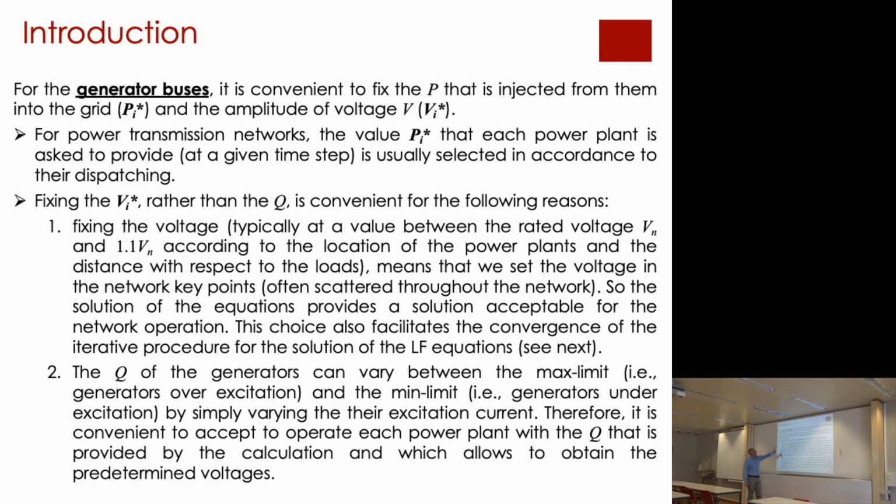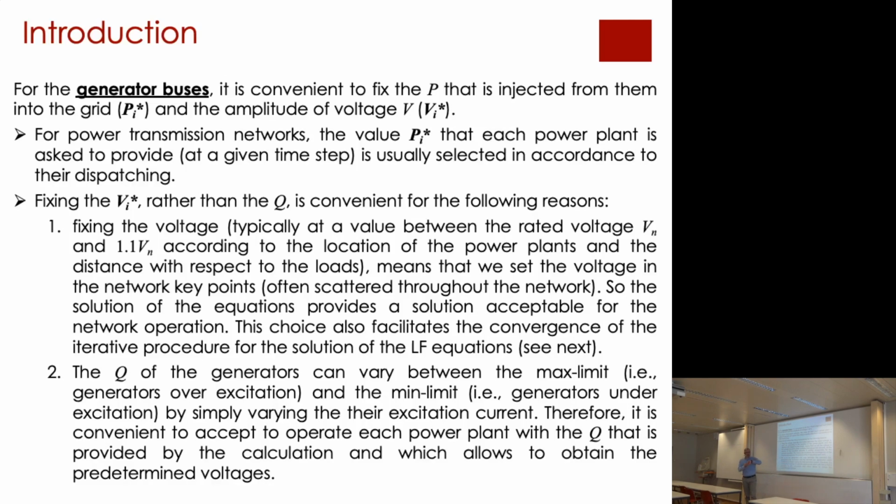So fixing the voltage, typically a value which is closer to the rated value, normally between the rated value Vn and 1.1 Vn, where Vn is the nominal voltage, means that we set the voltage in the network key points. The network key points are essentially the generation buses, where you are imposing the voltage. And this means that when your load flow converges, it converges to a solution where the nodal voltages everywhere, not only in the generation buses, are closer to the rated values. Okay, so I facilitate the identification of a solution that has a technical meaning. Okay, because otherwise you will get solutions that are completely crazy.